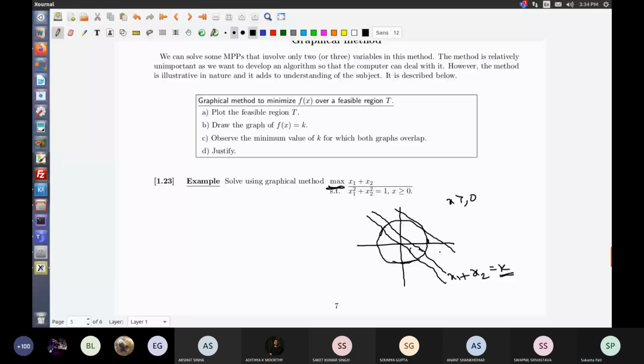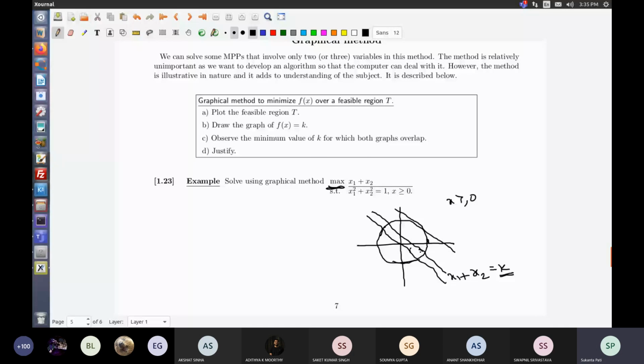So the graphical method says that you change the value of k, and you observe for what value of k. If you are minimizing, then you find the minimum value of k for which the graph of the objective function f(x) equal to k and T intersect. If you are maximizing, then you see for what maximum value of k the graph of f(x) equal to k and T intersect.